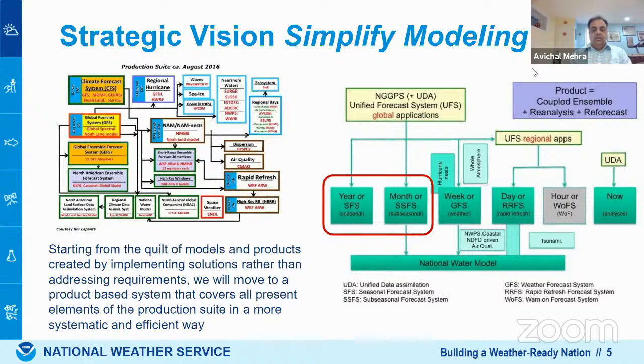whereby the quilt of models and products we have, which have been created over the last few decades, actually, to implement solutions rather than addressing all the requirements we have as part of our mandate here at the Weather Service at NCEP. And we move to a product-based system that covers all the existing elements of the modeling suite, but does so in a much more systematic, efficient and modular manner, which makes it easier for us to maintain the production suite and conduct efficient upgrades.